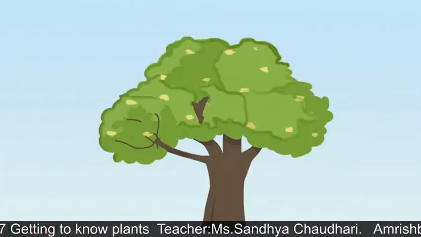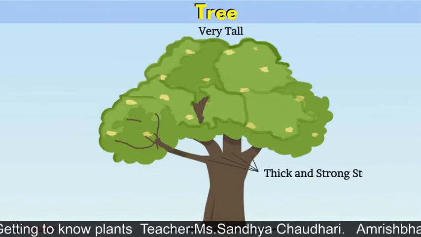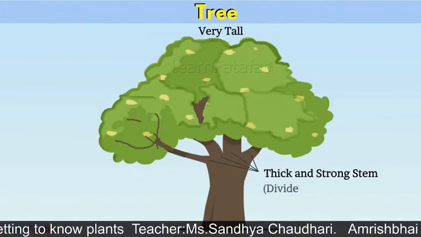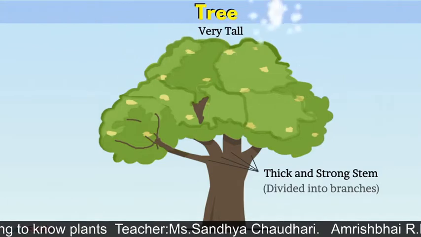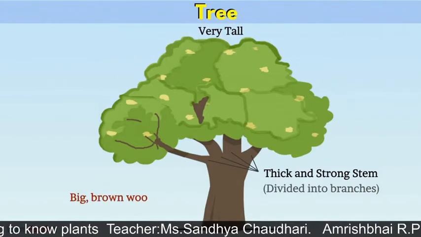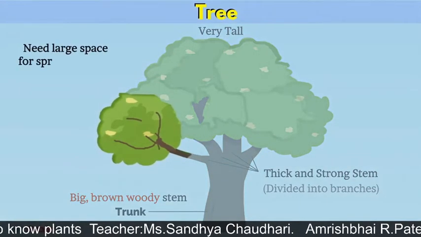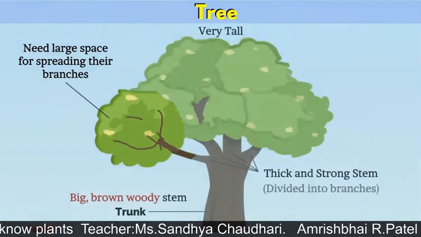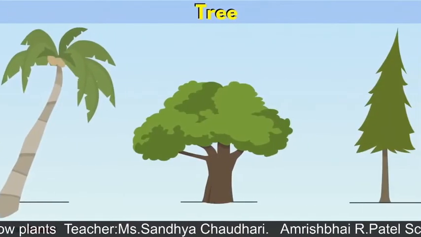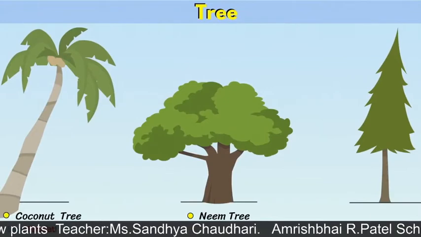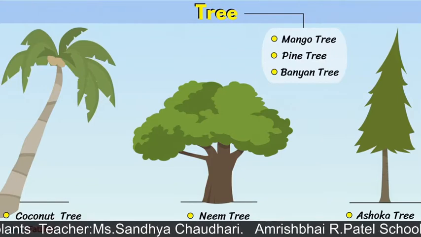Let's learn about them. Trees. Some plants are very tall. They have a thick and strong stem. The stem is divided into branches higher up on the stem. Such plants are called trees. They have a big brown woody stem which is called the trunk. They need large space for spreading their branches. Usually, they live for a longer time. Examples: coconut tree, neem tree, ashoka tree, mango tree, pine tree, banyan tree, etc.